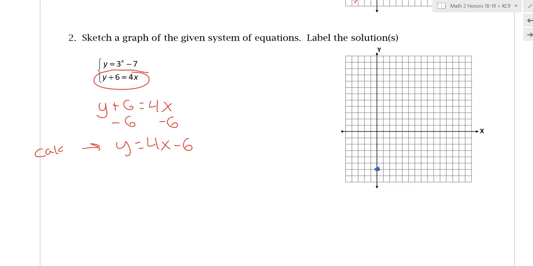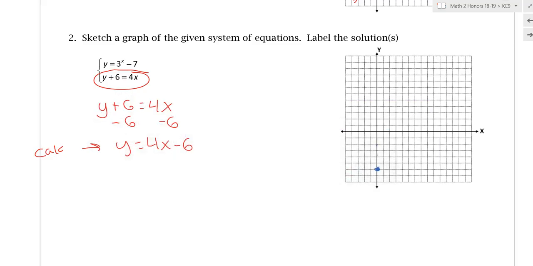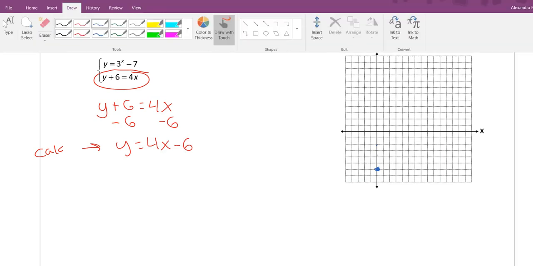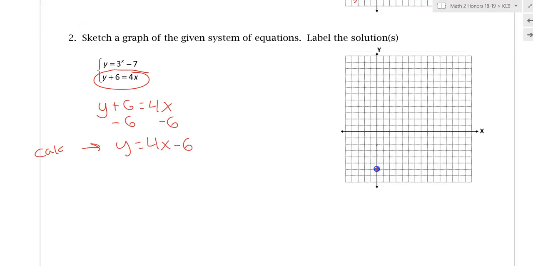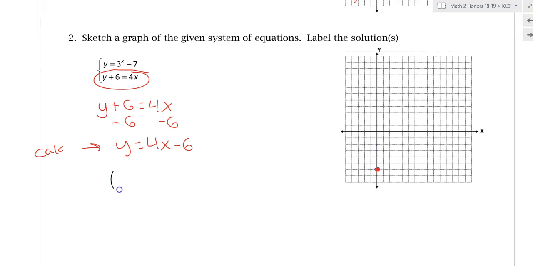And if we look at our red graph, x is 0, and our y for our red graph is also -6. And already before I finish drawing these, I can tell that that's going to be a solution, right? Those are on the same spot. Let's continue to graph them though.